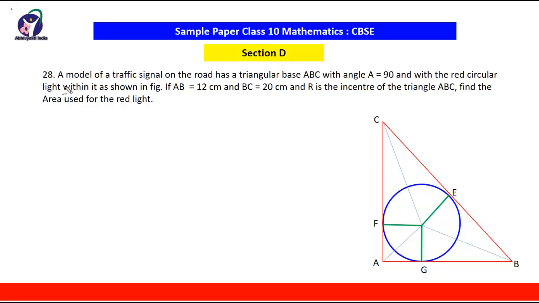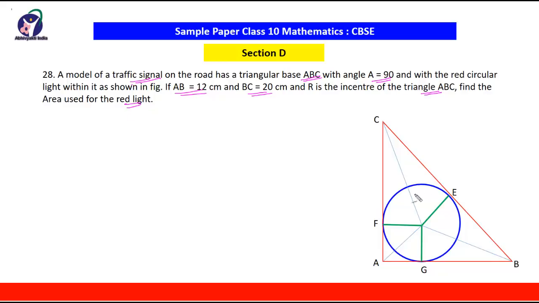The next question is, a model of traffic signal on the road has a triangular base ABC with angle A equal to 90 degrees and with the red circular light within it as shown in the figure. If AB is equal to 12 centimeter and BC is equal to 20 centimeter and R is the incenter of the triangle ABC, find the area of the red light.